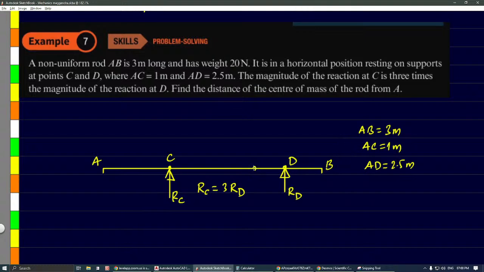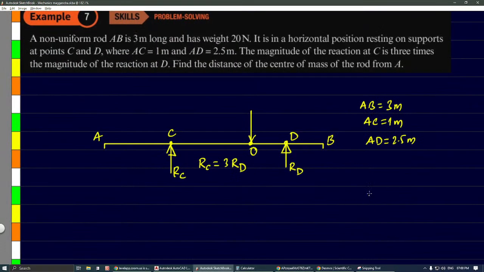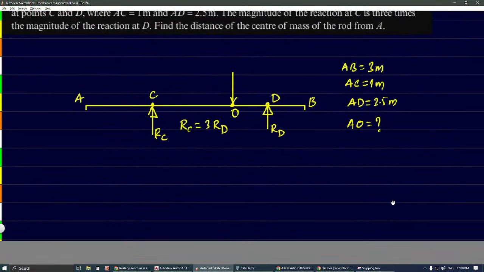The center of mass, let us say it is here. It's not exactly at the midpoint because he is telling it is non-uniform rod. So we don't know where that center of mass will be. So let us call this center of mass O. And the distance of the center of mass of the rod from A, so AO is the value he wants us to find.